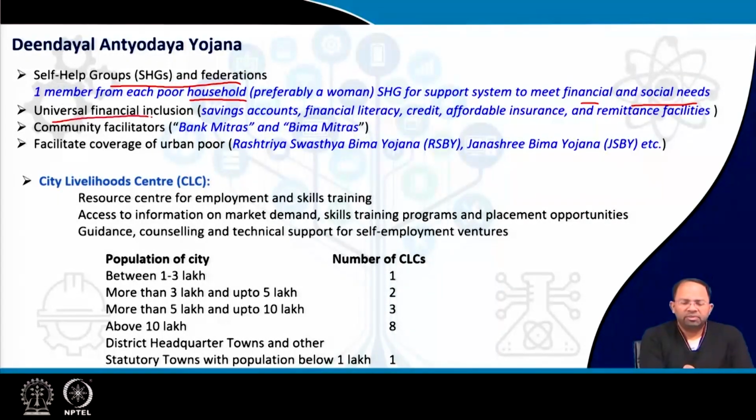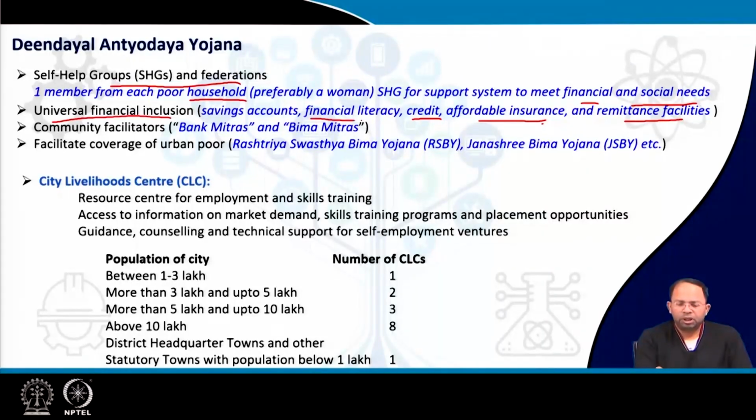Then universal financial inclusion. What it means is every person should have a bank account, and as soon as a person has a bank account, he should be able to get credit, loans, affordable insurance, and also remittance facilities, so that whenever government provides certain subsidy, it can reach directly into his account.